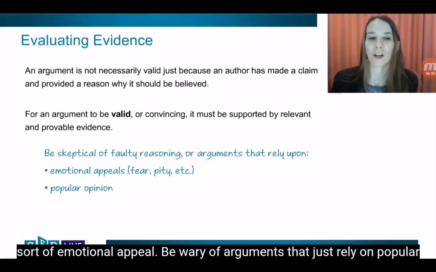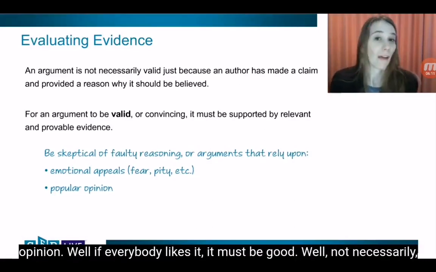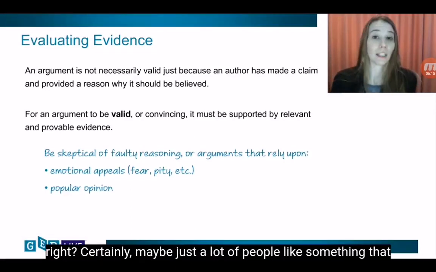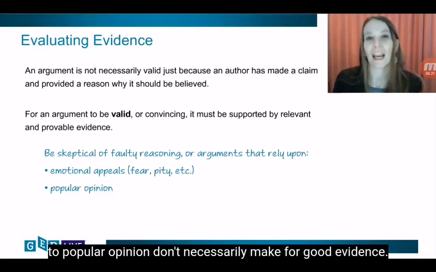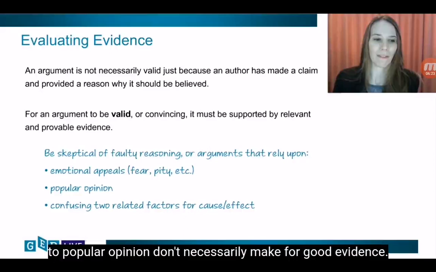Be wary of arguments that just rely on popular opinion. Well, if everybody likes it, it must be good. Well, not necessarily, right? Certainly, maybe just a lot of people like something that you find to have a flaw. So popular opinion or appeals to popular opinion don't necessarily make for good evidence.